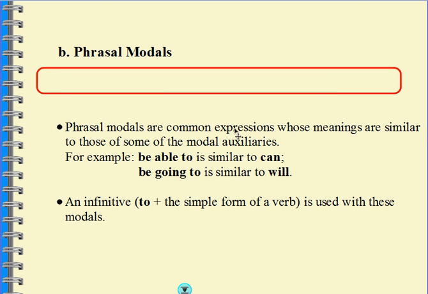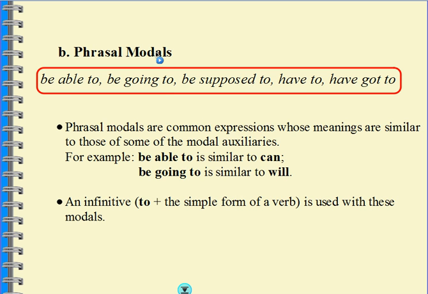Going to phrasal modals, the phrasal modals are be able to, be going to, be supposed to, have got to. Phrasal modals are common expressions whose meanings are similar to those of some of the modal auxiliaries. For example, be able to is similar to can, be going to is similar to will. An infinitive, to, plus the simple form of a verb is used with these modals.